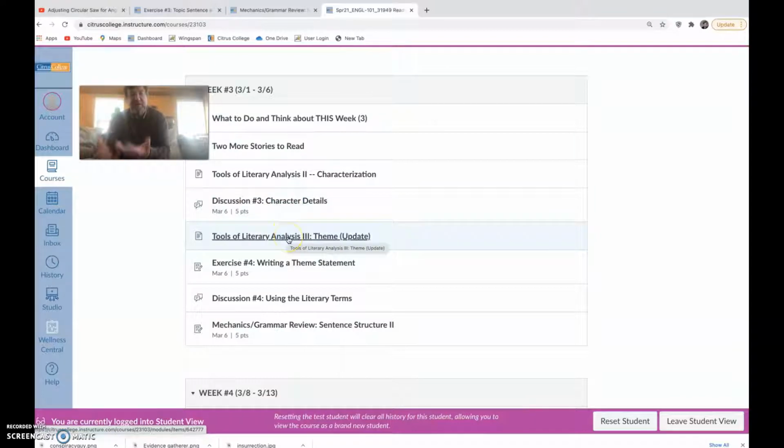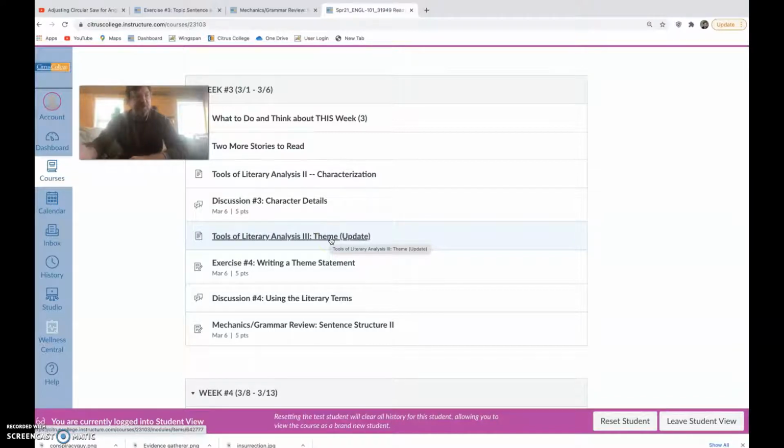Then we move to probably the most important tool of literary analysis, which is theme. So we're going to move to that one as well this week. Keep in mind, just so you know kind of where we are, we're learning different tools of literary analysis because paper number 1 will be about using these tools of literary analysis to argue that your interpretation of theme is correct. And so this is the first time we're going to use theme.